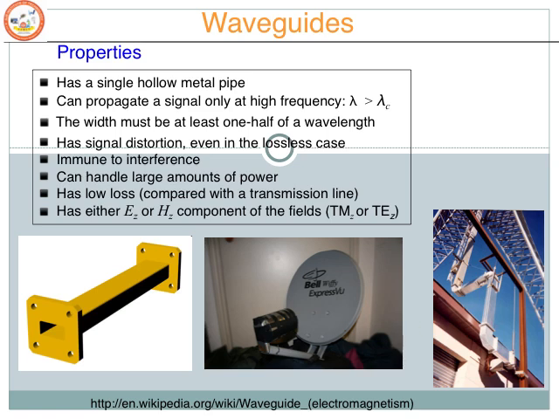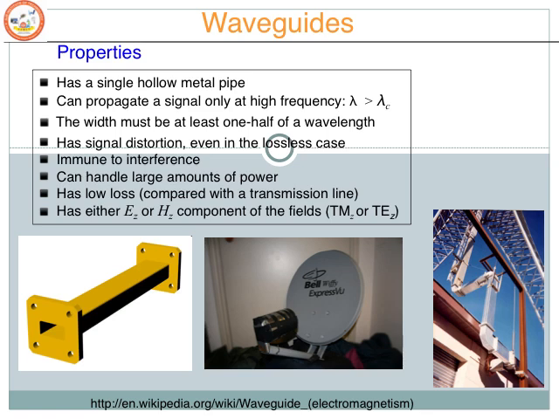Let us first have an understanding of the properties of waveguides. The first property is that the waveguide has a single hollow metal pipe. As you can see, this is the single hollow metal pipe, and it can propagate a signal only at high frequency. The waveguide is a transmission line basically used at high frequency, that is, in the microwave frequency range.